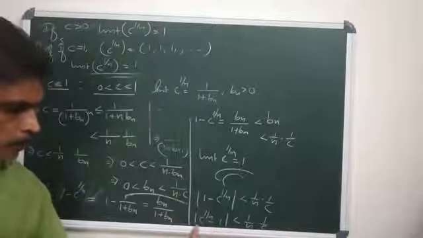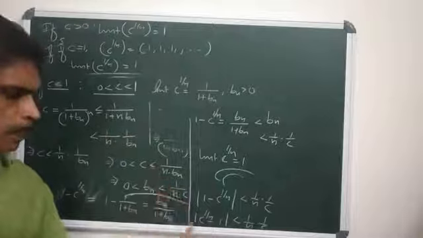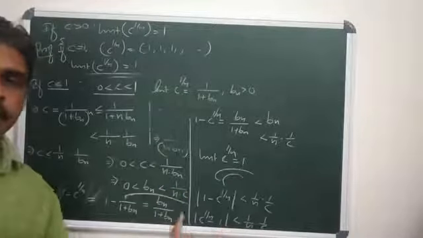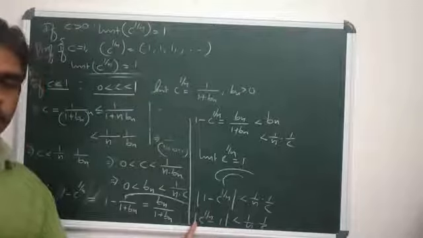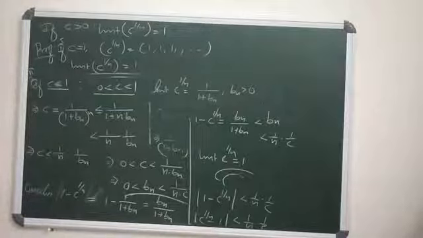So finally limit of c power 1 by n equals 1. Why? With the help of that theorem, which states that limit xn equals x, here instead of xn it is c power 1 by n, and x is 1. So limit of c power 1 by n is 1. That's our requirement. Okay, thank you.